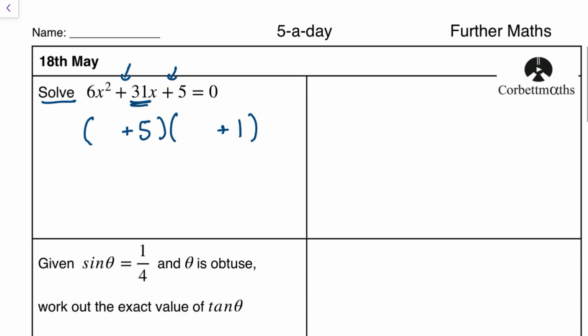Well, I want 31. The best way of getting to 31 is to do 6 times 5, and then add another one, and that's going to give me 31. So having thought it might be 2 and 3, in this case it is going to be 6 and 1. I haven't actually answered the question, have I? Solve means my answers are x is equal to minus a sixth, which comes from here, or x is equal to minus 5. And that's it, question done.